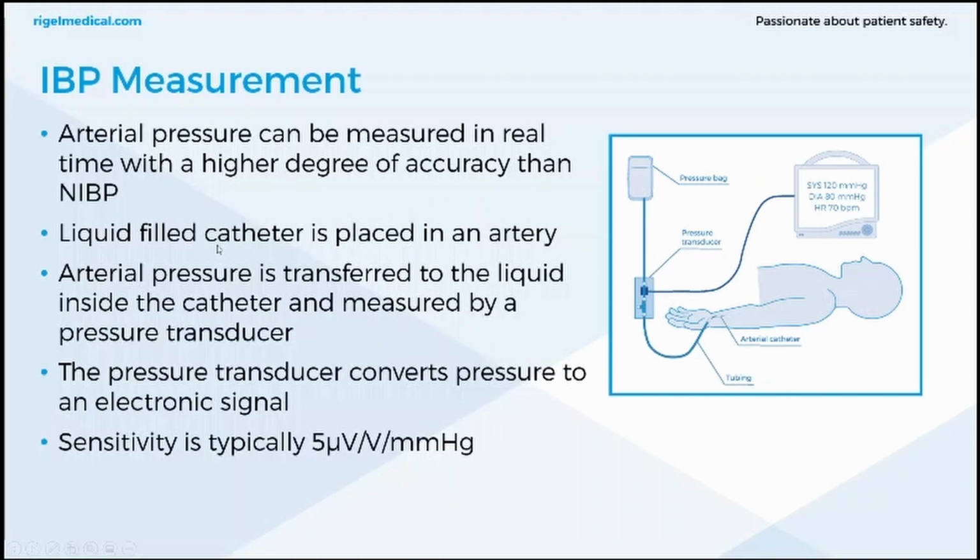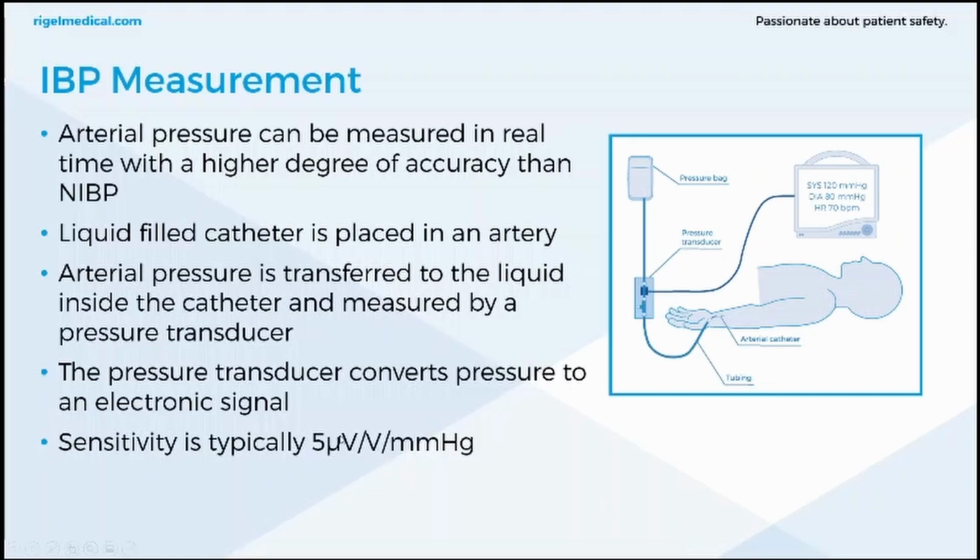It's an invasive method whereby a liquid filled catheter is placed into an artery. Depends on which artery. Sometimes it's the radial artery, it could be the femoral artery. There's a few different arteries that can be used for IBP measurement, just to measure arterial pressure. Now the arterial pressure is transferred to the liquid inside the catheter and measured by the pressure transducer. So we went back to our pressure transducer slide to see how that's performed.